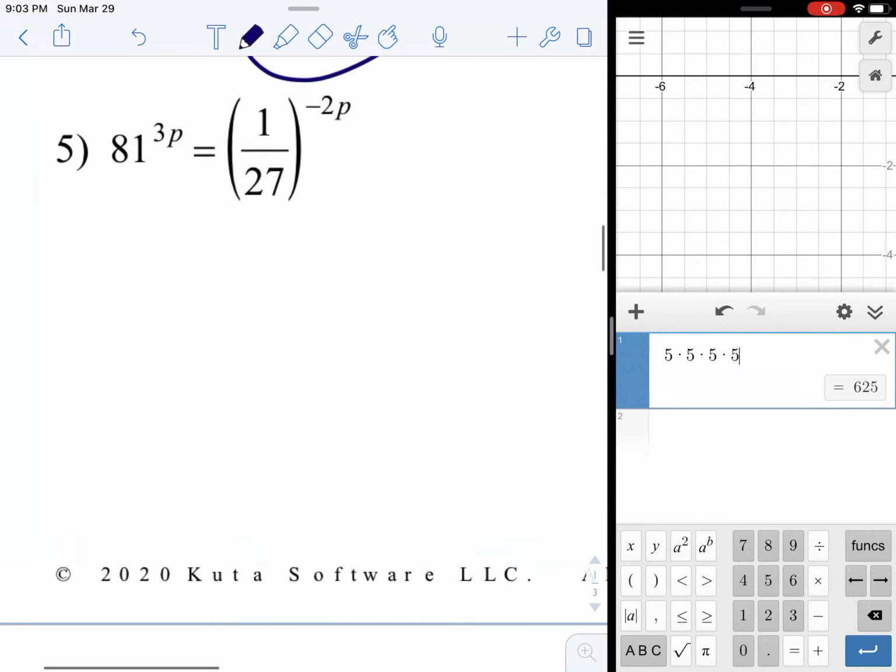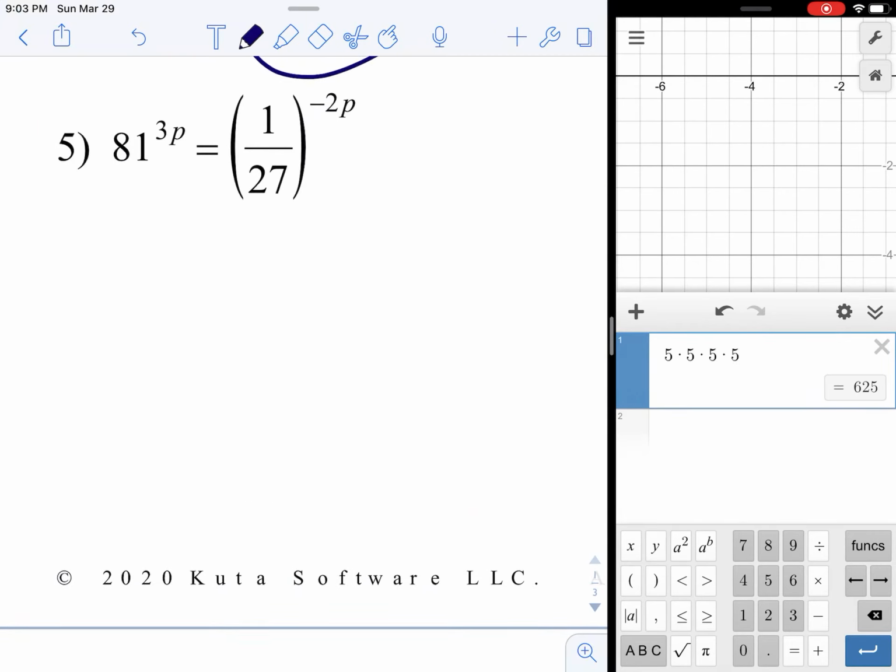Number 5, again, is another one where we have to make the bases match. And 27 and 81 might be sort of foreign numbers to you, but I'll just tell you how it works. They're both based on the number 3. So 3 times 3 times 3, you can see there is 27. So I can make this 1 over 3 to the 3rd, and that's to the negative 2p. On the other side, 81, well, if I hit times 3 again, there's 81. So that's 3 to the 4th, and that's to the 3p power.